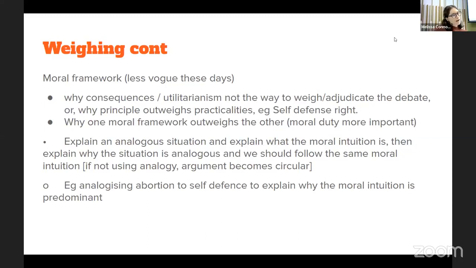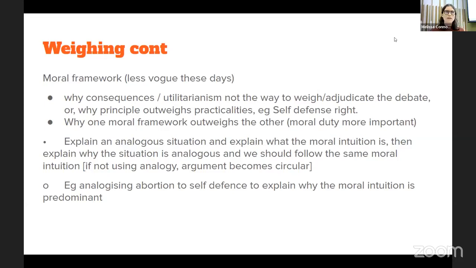This is more like, these notes are kind of taken from closing, but I suppose if you were an opening and you really wanted to run a principled case, you would try to explain why consequences or utilitarianism is not the best way to adjudicate the debate. But it might also just be a case where it's kind of a cross diagonal thing, right?